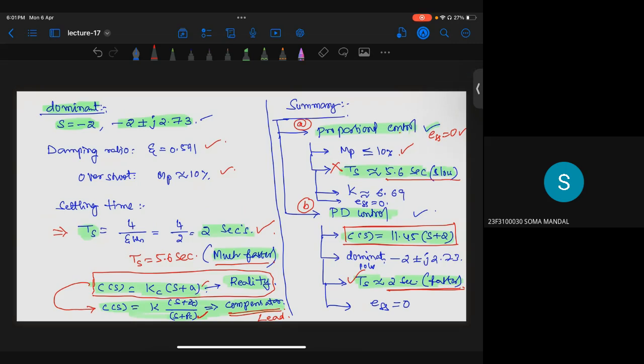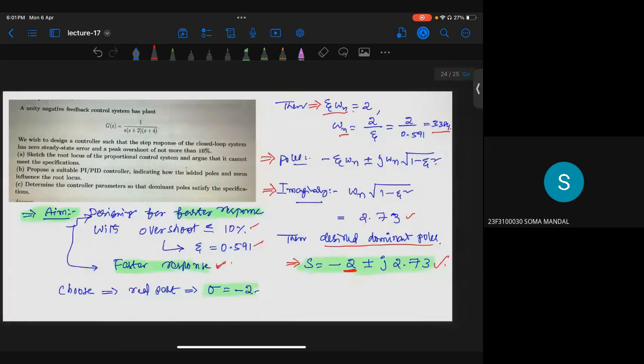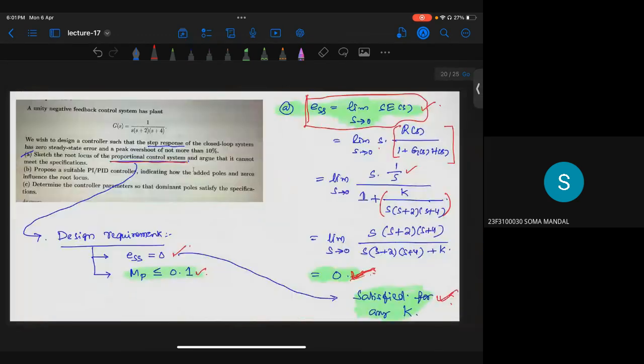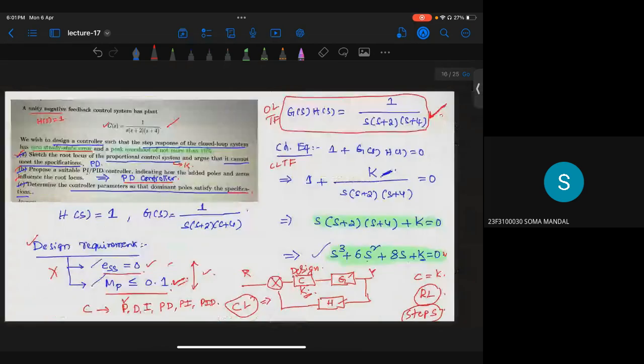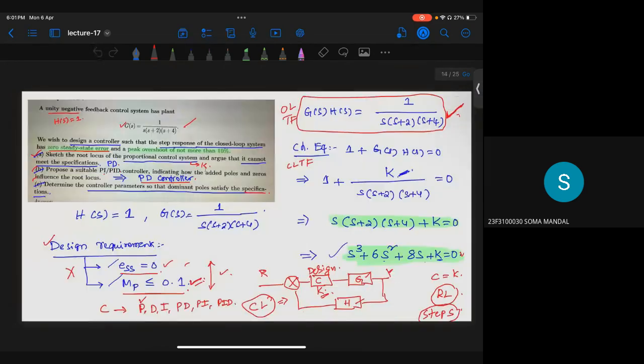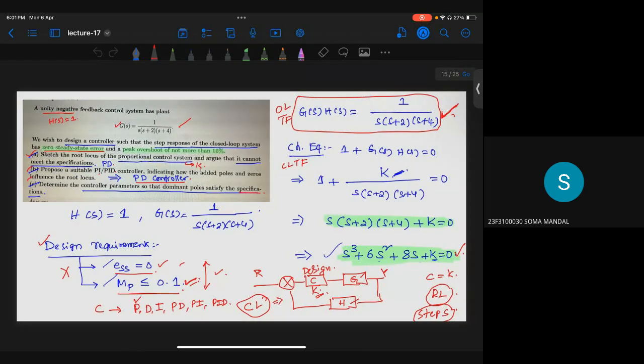So can you ask any questions? Let me go through quickly what we have done. First we have this G of S, the plant transfer function, and we have unity feedback.